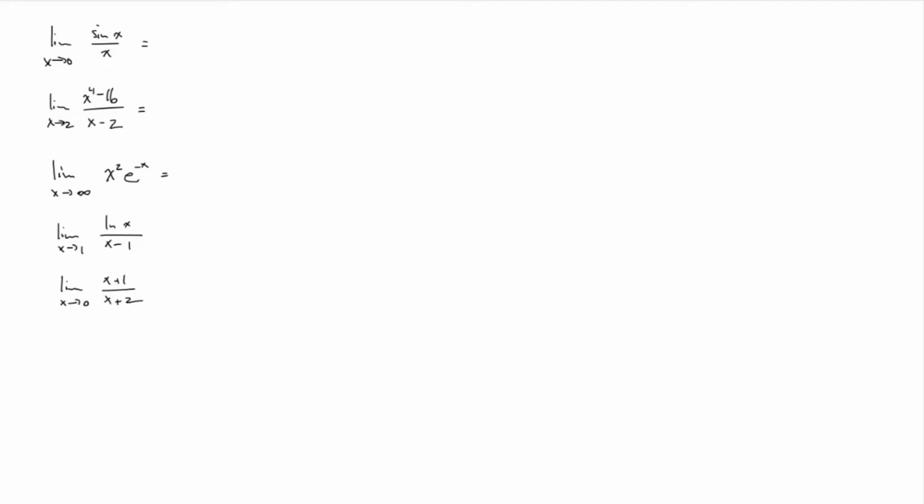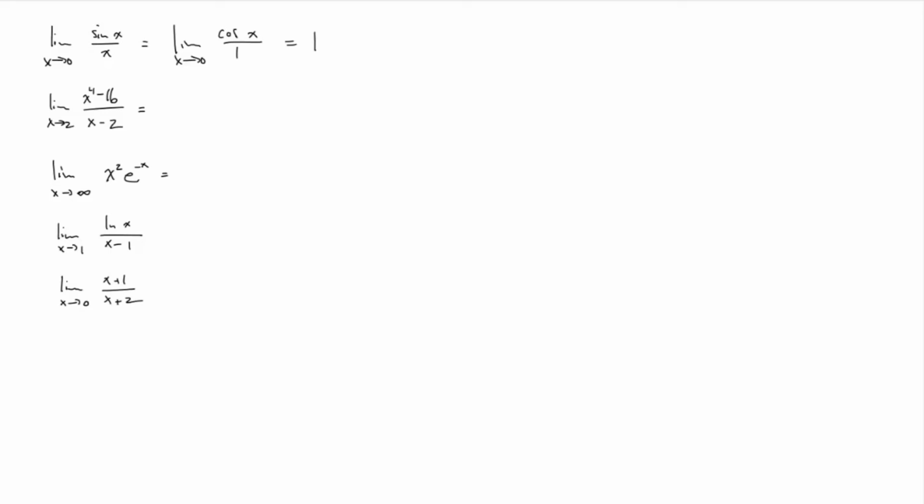For the first one, sine of 0 is 0, so this is of the form 0 over 0, so we can use L'Hopital's rule. And this limit is equal to the limit as x approaches 0 of the derivative of the numerator divided by the derivative of the denominator, which is the limit as x approaches 0 of the cosine of x divided by 1. That's a very easy limit. You simply plug in x equals 0, and you get that the limit is equal to 1.